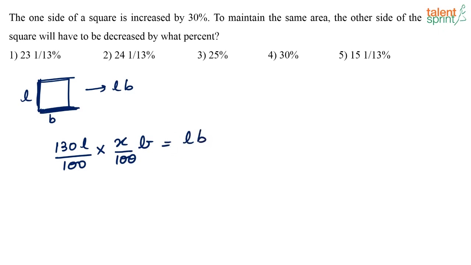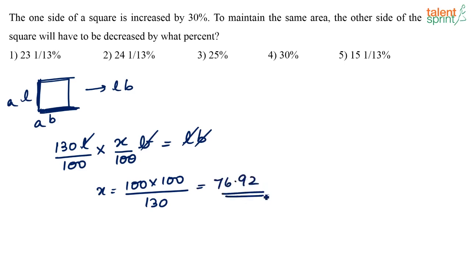The area should remain the same. Solve for X. So, what will you get? X is equal to... this will get cancelled. See, even if you take A here, anyway this A is going to get cancelled. I just took separate values, that's all. So, you can say X is equal to 100 into 100 divided by 130, which is approximately equal to 76.92.